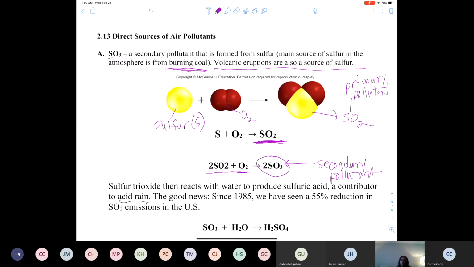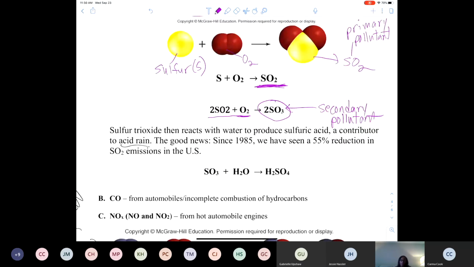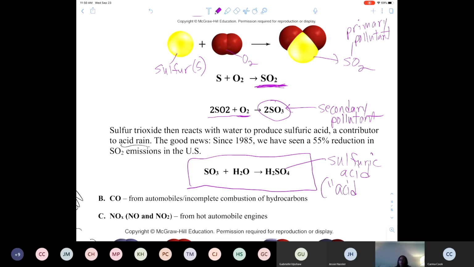And then SO3, the secondary pollutant, goes on to cause another problem. It reacts with water vapor in the air to form sulfuric acid. And sulfuric acid gets trapped in clouds, and then when it rains, the sulfuric acid falls to the earth with the rain, and that's what we call acid rain.